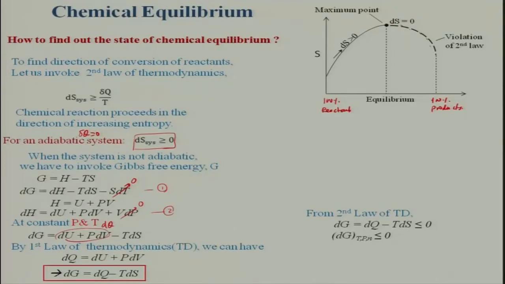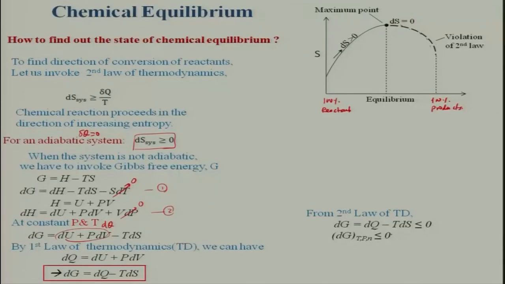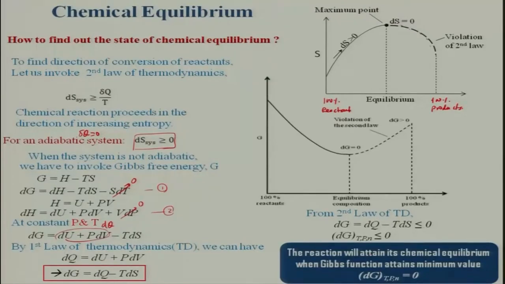Of course, the number of moles are not changing, right. If you are adding some more concentration, as I told, then the change will also be less than or equal to 0. So, this is the condition under which the equilibrium will be possible, and that means some chemical reaction will be going on, and when it is equal to 0, that will be the point of equilibrium, right. That means the reaction will attain its chemical equilibrium when Gibbs free energy, or sometimes we call it Gibbs function, attains minimum value, that is, the change in Gibbs free energy is equal to 0. So, in this way the reaction will be proceeding, right.